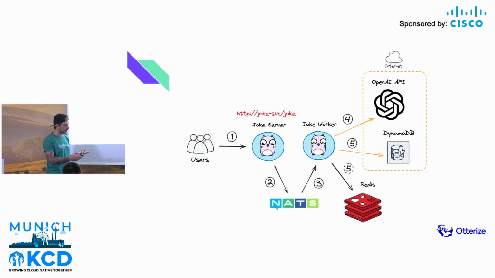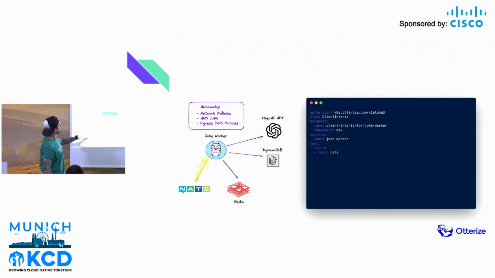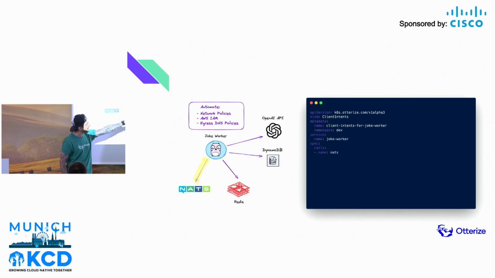So typically, what do you need to call first from the joke worker perspective? This is the microservice we're working on as a developer. So the joke worker needs to call NATS, right? It needs to have access to NATS. So how can we do this? Using the client intent, which is the custom resource representing the IBAC concepts.